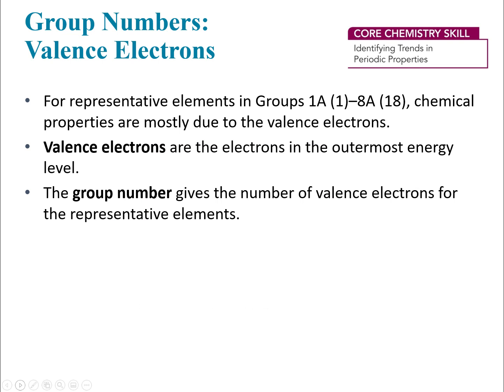So for valence electrons, we call it a trend, but we're not saying that something is necessarily increasing or decreasing as you go up or down a group. But as you go across the periodic table, the number of valence electrons increases. So you can draw something like this on your periodic table.